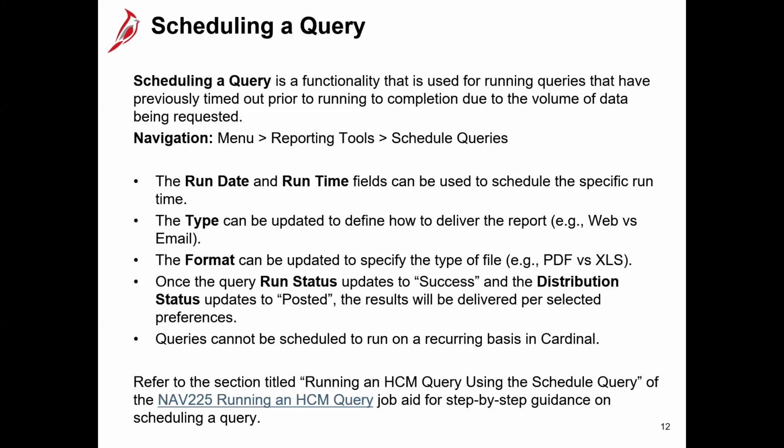You also can select the file type, right? How you want the report to be generated or formatted. For example, it can either be a PDF format or a Excel spreadsheet. And then once the report finishes running, you'll know that by seeing a success value in the run status and a posted value in the distribution status. But again, if you select email as the type of delivery, you'll actually see an email sent to your email address.